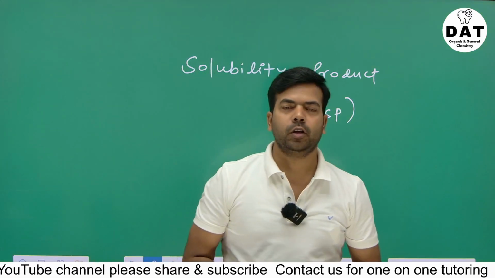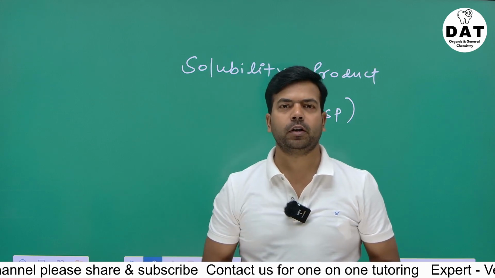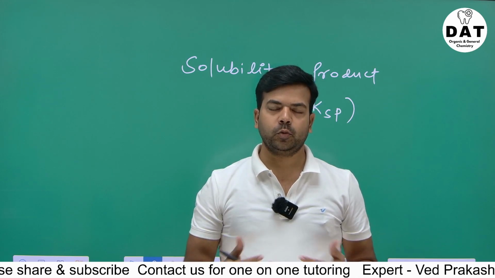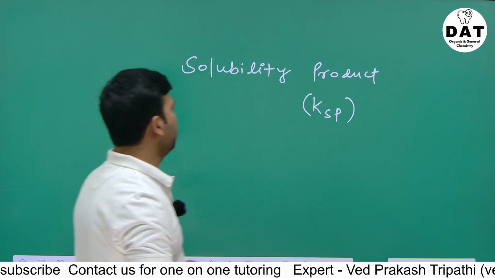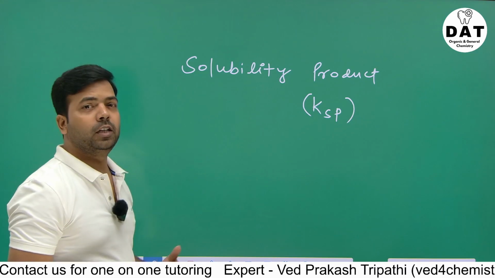Hi everyone, today we are going to discuss the tricks of solubility product, which is very important in DAT. So in this video we are going to discuss the super trick to find out the KSP. So this is solubility product. KSP is for the sparingly soluble salt.